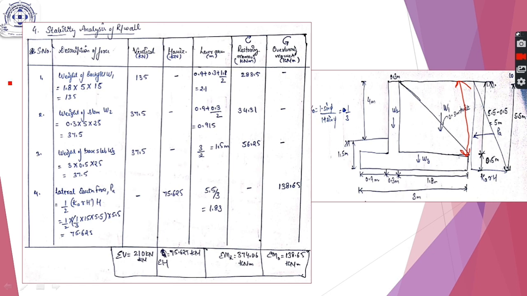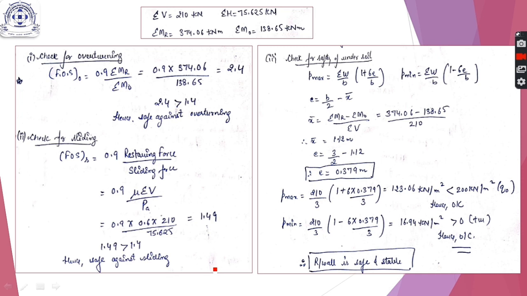For that we will first calculate all the forces and all the moments. I have already explained this part to you. We calculate all the weights and all the lateral earth forces, and we calculate the lever arm, and we calculate restoring moment and overturning moment, and combine all these together. And then we apply the stability checks, that is check for overturning, check for sliding, check for safety of under soil. So here you can see overturning check, factor of safety for overturning is 2.4, which is okay.